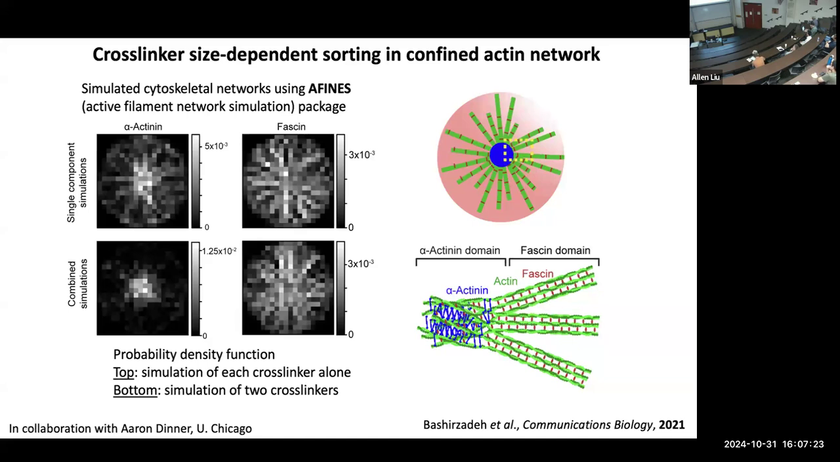Let me also emphasize that this only happens if you have confinement. If we take the same three proteins and put them in a solution, they don't generate this aster geometry.